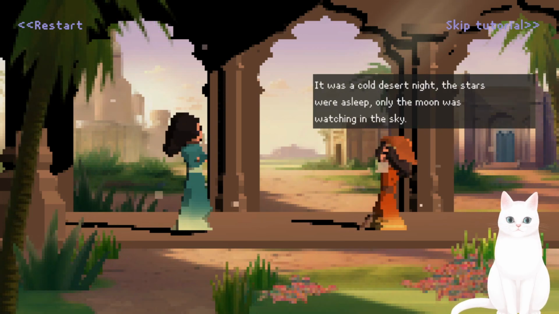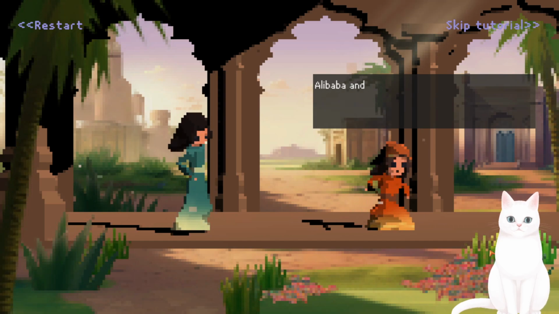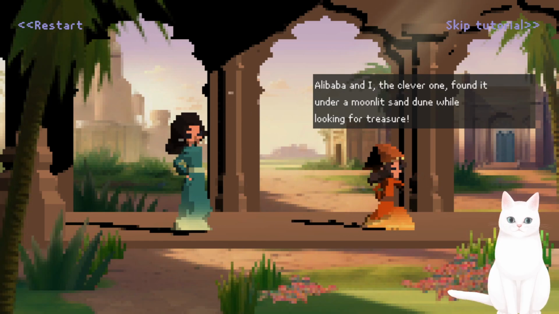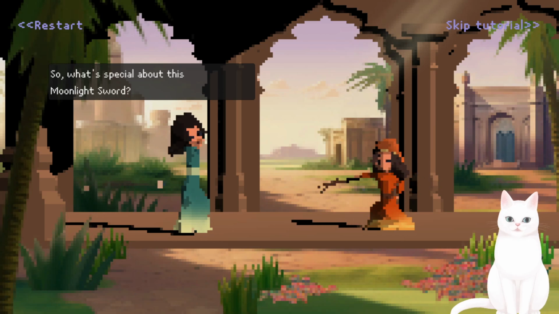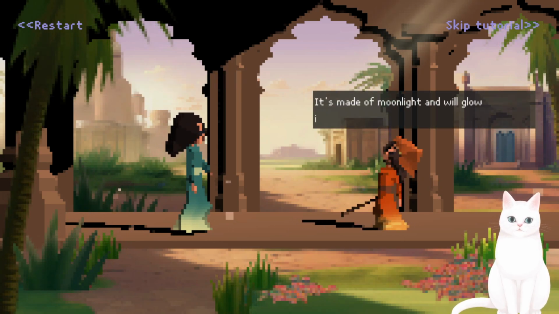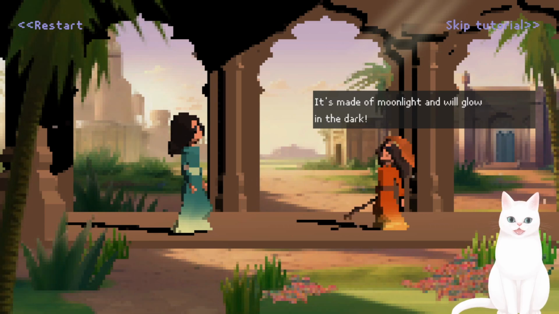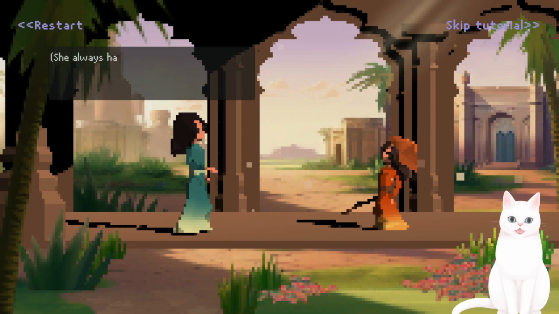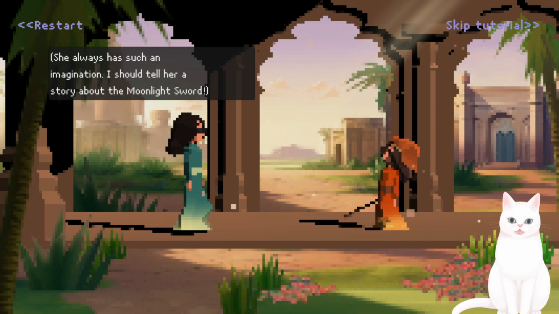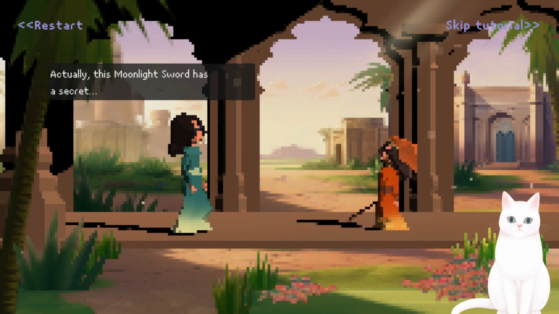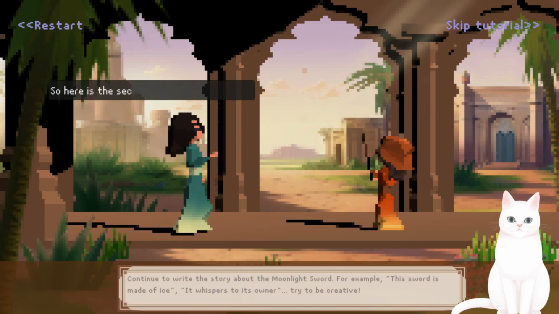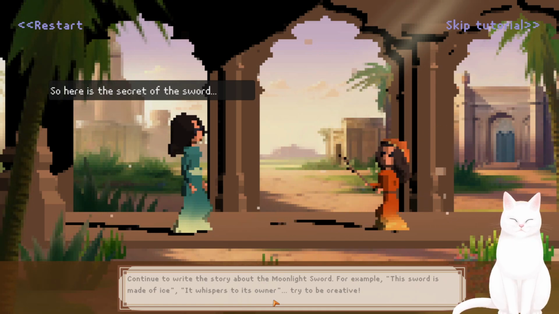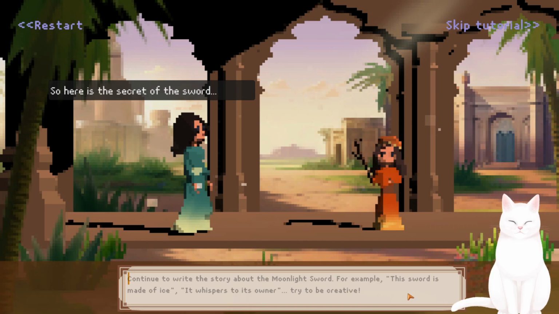So in the tutorial part, your protagonist Shahrazad's sister, Dunyazad, is telling a story about the moonlight sword, and you, as Shahrazad, as her sister, need to try to come up with some story about the moonlight sword. So here you need to tell a secret about the moonlight sword. Here are some examples.